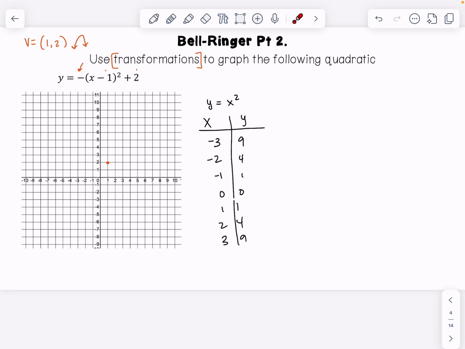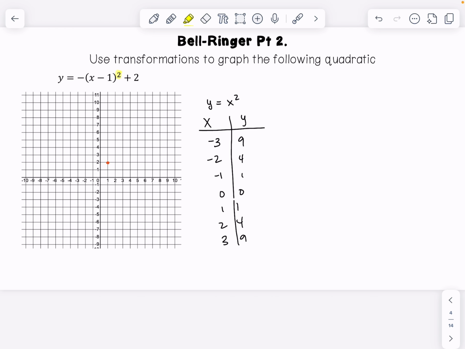My parent function here is x squared. So I went ahead and have our parent points here. I chose some x values from -3 to 3, I plugged them in, and these are the y values that I got out. If I would plot this, I would just have our parent normal quadratic. But now I want to look at our formula and see what transformations I see.